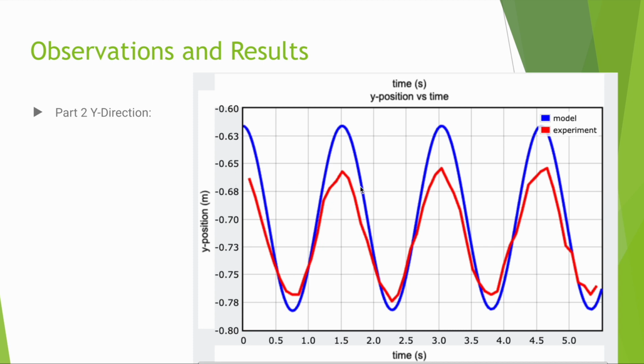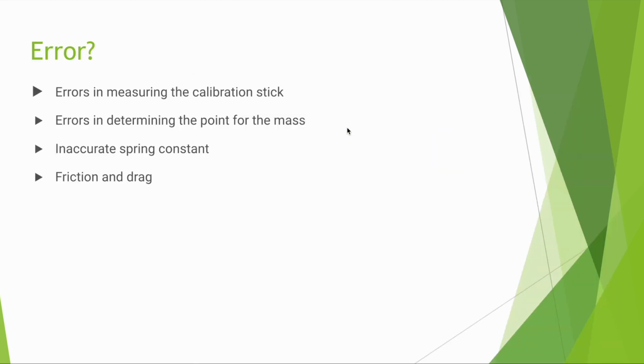This could be caused by a bunch of different errors, but it shows how the model and the experiment account for different factors. The experiment accounts for drag and stuff like that, whereas the model just accounts for the spring force, gravity, and the kinetic energy of the spring itself. So the error could have come from a bunch of different areas, mostly probably the calibration stick, and also errors in determining the point for the mass. Also the inaccurate spring constant and friction and drag. These 4 factors could have affected the end result in the model.